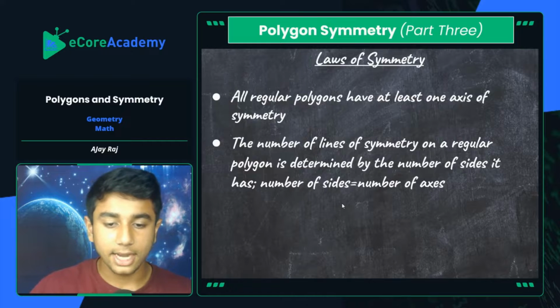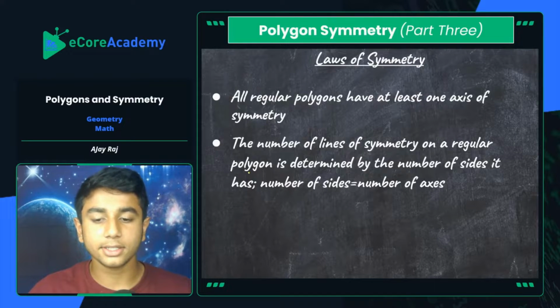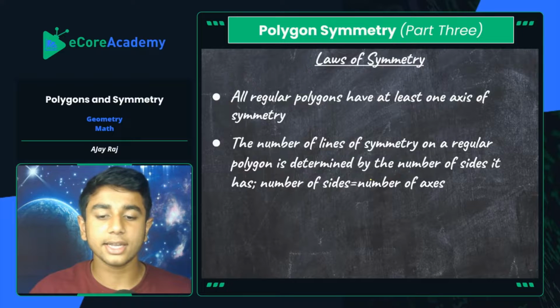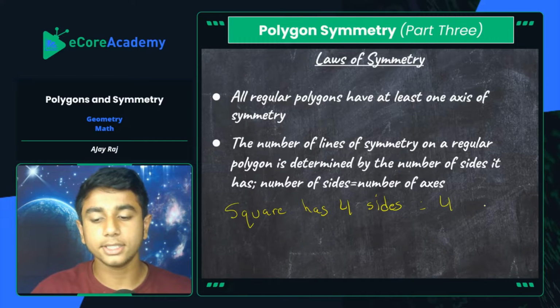So if you're given any figure, or any regular polygon, the number of axes that it has is determined by the number of sides that it has. So say, for example, we're given a square here. A square has 4 sides. Therefore, it has 4 axes of symmetry.